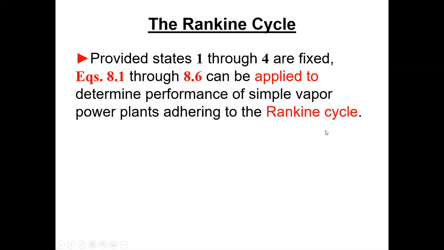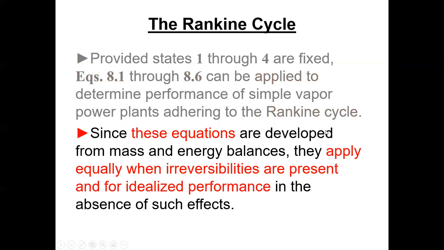Okay, provided states 1 through 4 are fixed, equations 8.1 through 8.6 can be applied to determine the performance of a simple vapor power plant adhering to the Rankine cycle. So we're just going to problems actually determining the efficiencies. Since these equations are developed from mass and energy balances, they apply equally when irreversibilities are present and for idealized performance in the absence of such effects.